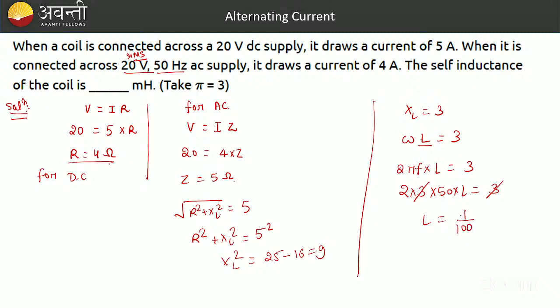So if we multiply it, we can say that it is 10 raised to the power minus 2. If we multiply it with 10 raised to the power minus 1 and divide by the same, we can write it like that. So 10 into 10 raised to the power minus 3. Why are we doing it? We are converting it into millihenry. So it will be 10 millihenry. Okay.